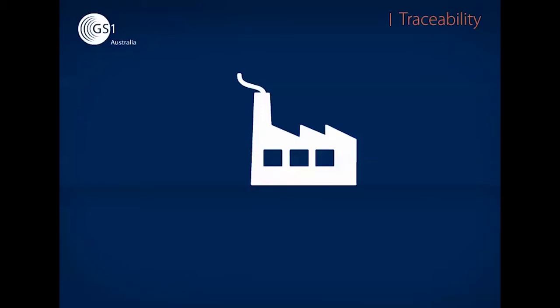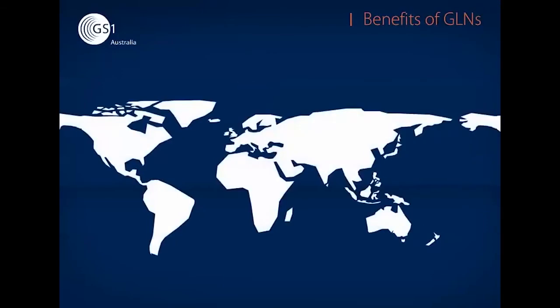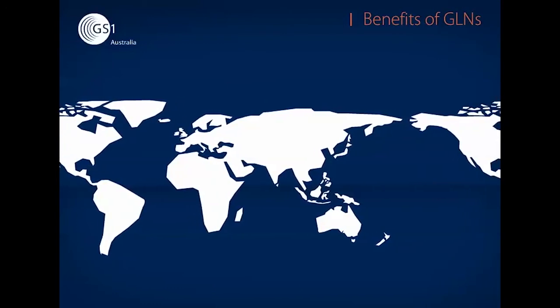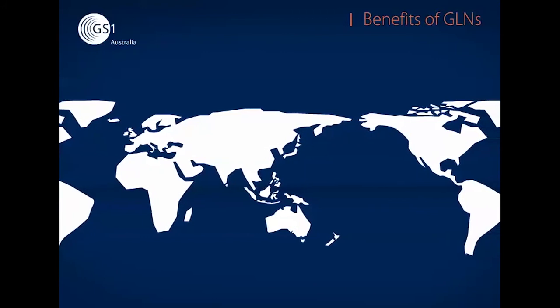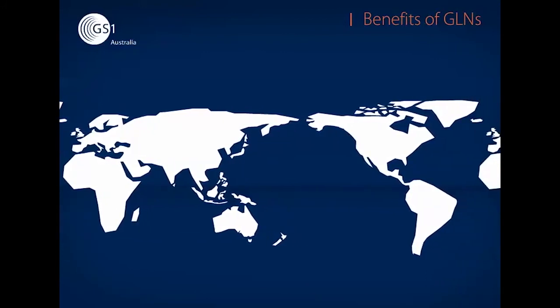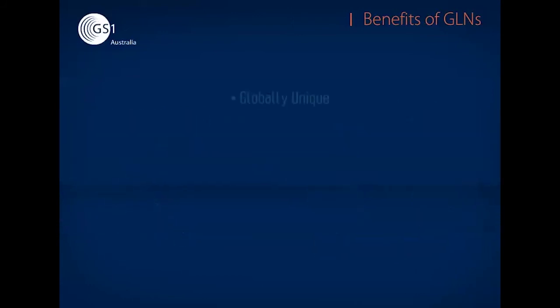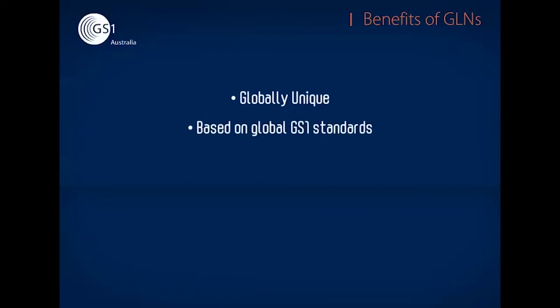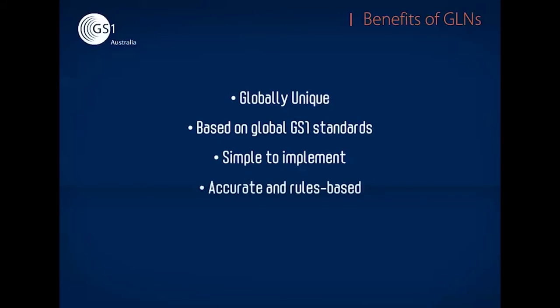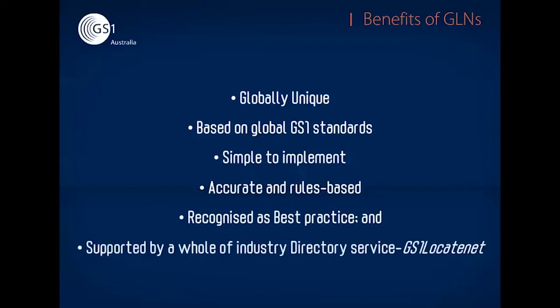In summary, efficient supply chain management requires trading partners to maintain and exchange accurate location master data using a common language for all locations in our supply chains. The GS1 key used to uniquely identify and link location master data to each location is a Global Location Number, or GLN. The use of GLNs enables trading partners to share location data that is globally unique, based on global GS1 standards, simple to implement, accurate and rules-based, recognised as best practice, and supported by a whole-of-industry directory service, GS1 LocateNet.